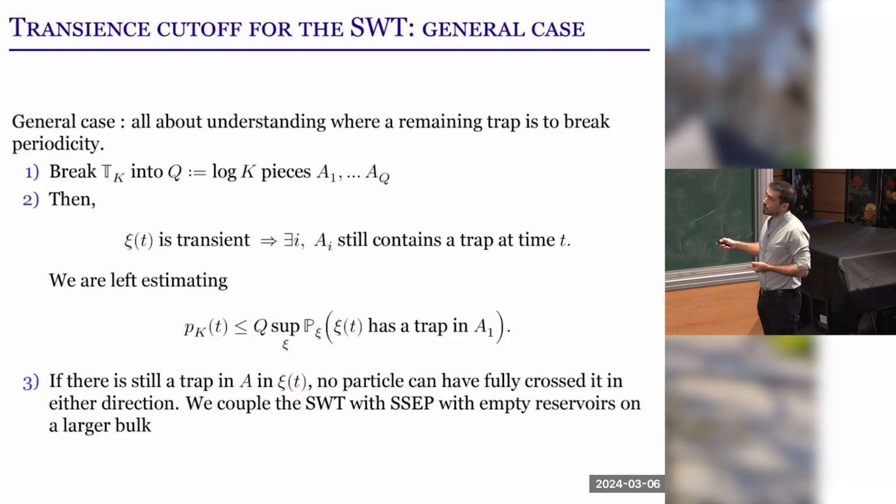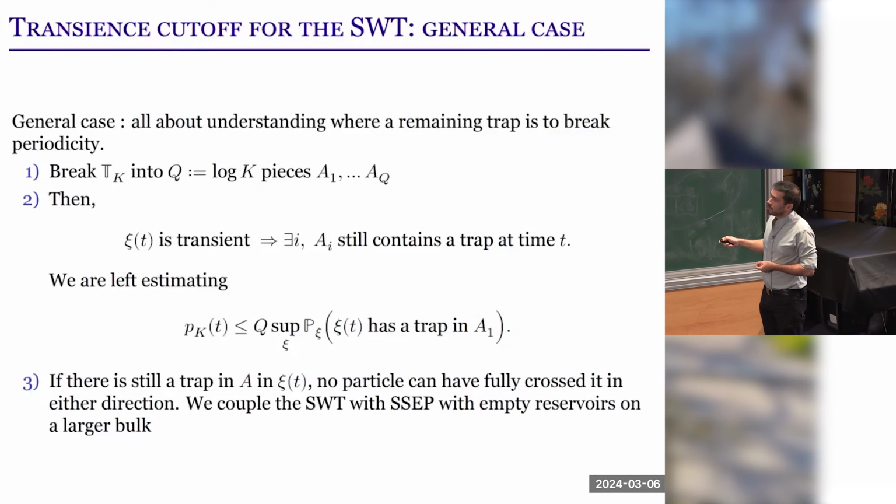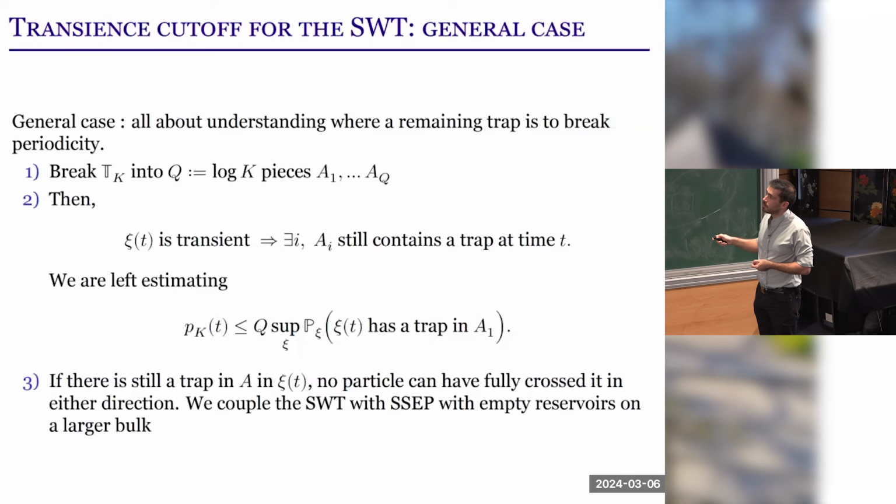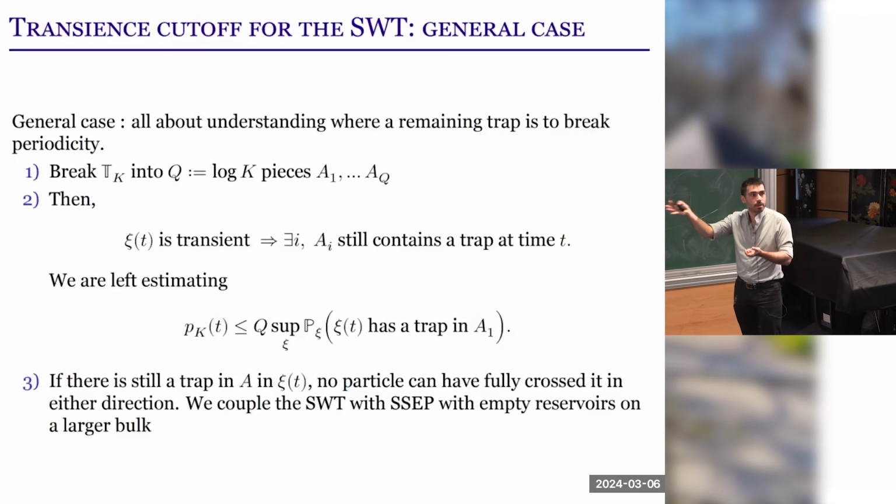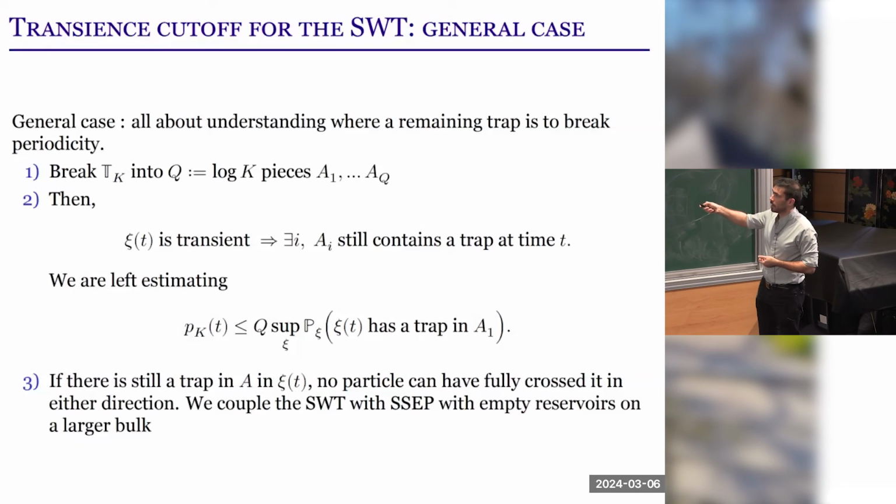And you know that if you are still transient at time t, recall that you are in a critical case. If you are no longer transient, then your system is just empty. If you're still transient at time t, this means that one of your pieces still has a trap. So essentially what we are left estimating is the worst transience probability, which is less than q by just a union bound, times the probability, starting from the worst configuration xi, that xi of t still has a trap in one of the pieces. The problem we're looking at is completely translation invariant, so here I can take any of the A_i.